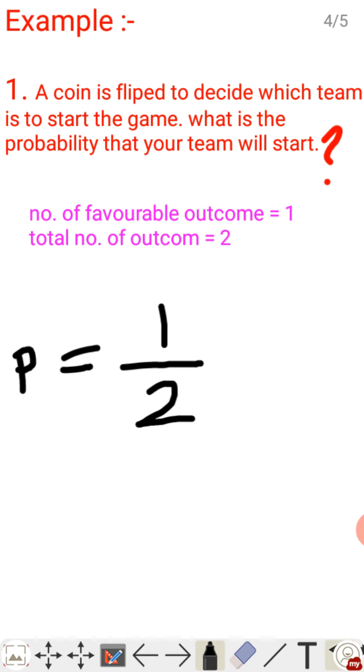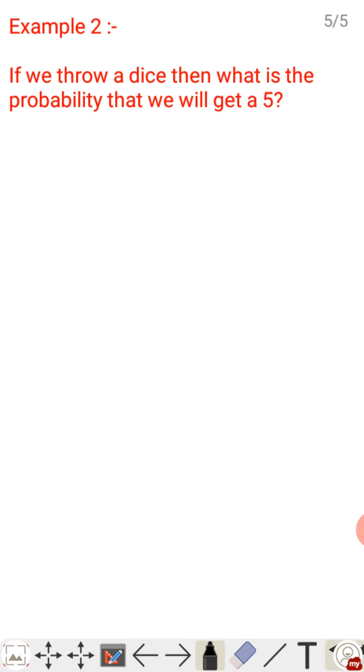One more example we will see. If we throw a dice, then what is the probability that we will get the number 5? Now you know a dice, right? When you throw the dice, how many numbers do you see on the dice? There are 6 numbers on the dice. So the total number of possibilities of the dice is 6. So what will be our total number of outcomes here? It will be 6.